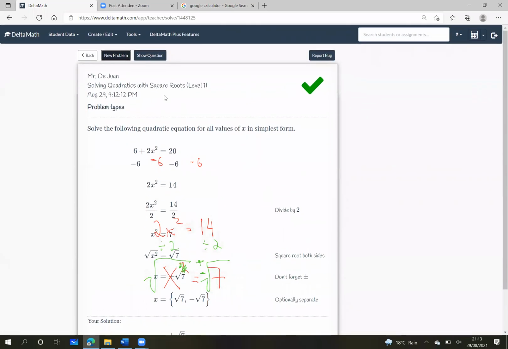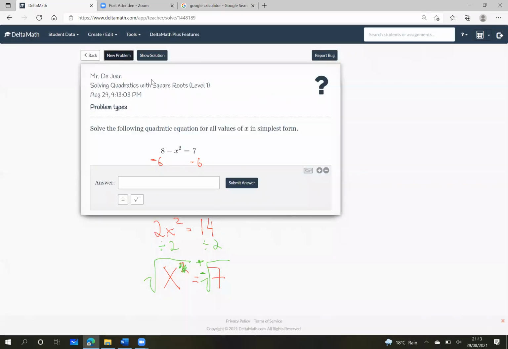I'm going to do a couple more because the first examples were absolutely pitiful. Ojo with this type of an example. You're not dealing with x squared, you're dealing with negative x squared, everyone. Ojo. So subtract 8. 7 minus 8 is going to give us negative x squared equal to negative 1. But, ojo, we got negative 1, so divide by negative 1.